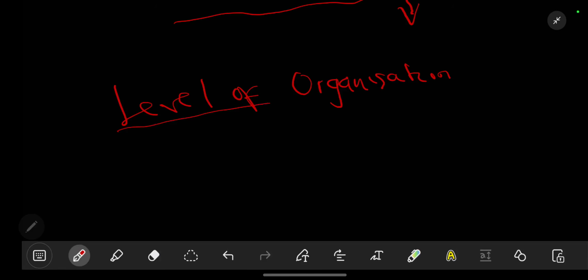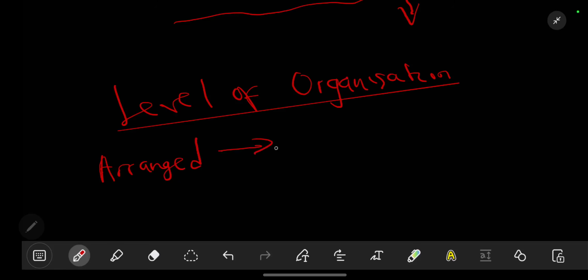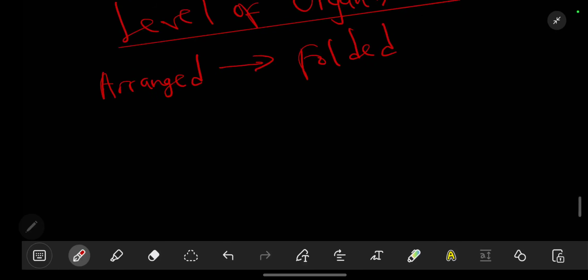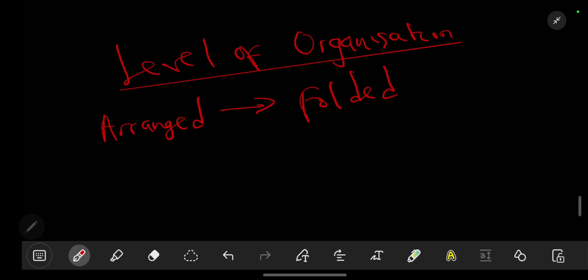So levels of organization, we are simply talking about how these amino acids are, number 1, arranged, and number 2, how they are folded. Protein folding plays a very important role in the function of a protein. So when we look at this, we are going to have what we call the primary structure.